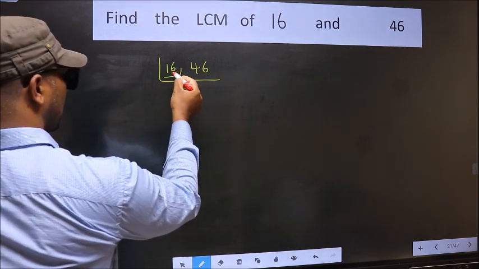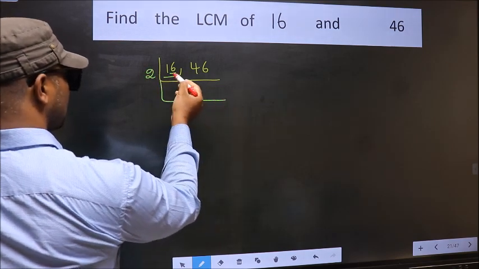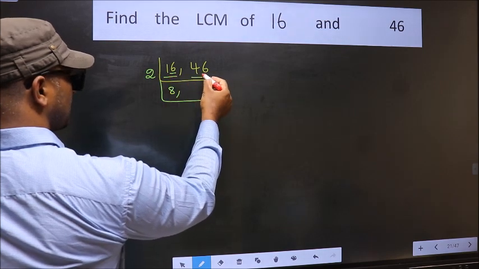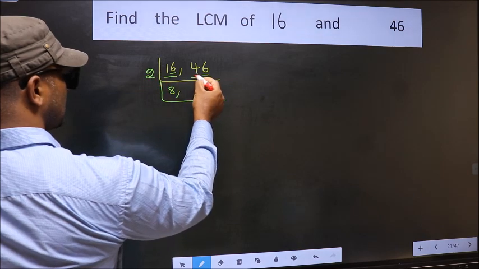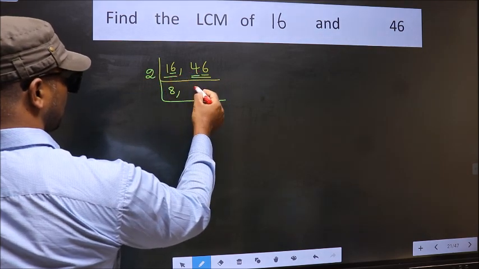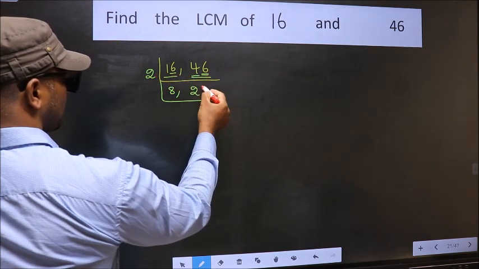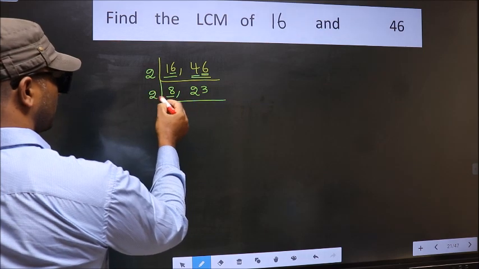For this number, last digit 6, even, so take 2. When do we get 16 in 2 table? 2, 8, 16. The other number 46, last digit 6, even, so this is divisible by 2. First number 4, when do we get 4 in 2 table? 2, 2 is 4. The other number 6, when do we get 6 in 2 table? 2, 3 is 6. Now here we have 8, 8 is 2, 4 is 8.